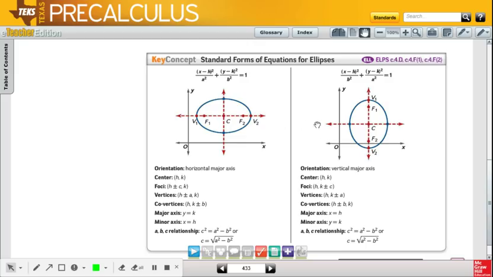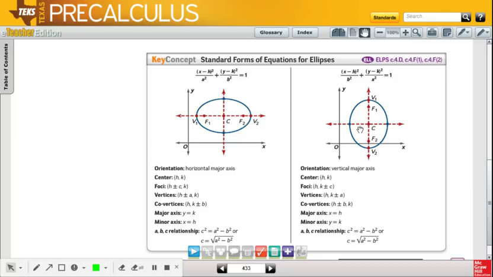If you look at the two graphs below, on the left the a squared is underneath the x minus h, and you can see that the horizontal line is longer than the vertical line. On the right, your a squared is underneath the y minus k, which means the major axis is vertical, which is longer than the horizontal axis.